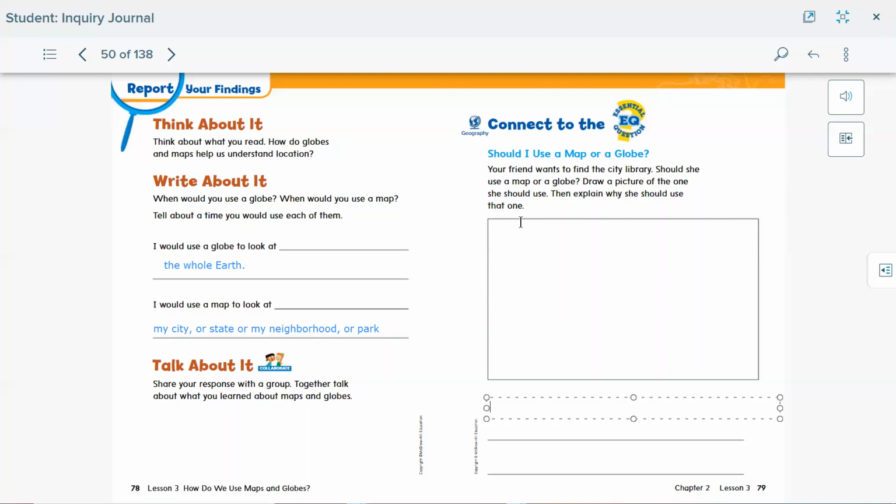explain why she should use that one, why she should use the map, because a globe does not, as we agree, show places in cities. That's why when you go in an amusement park, you use a map. When you visit a new city, you use a map. We don't use a globe. But if you want to see the oceans, if you want to see a location of a continent or a location of a country, this is when you look at the globe.